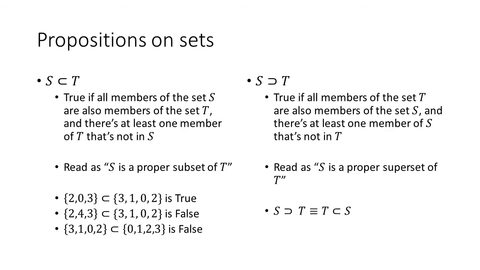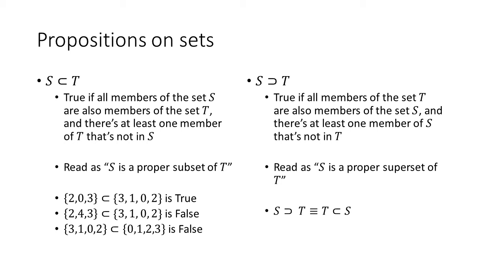Similar to subset and superset, here we have proper subset and proper superset. So if you think of subset as a less than or equal to relationship, proper subset is more of a less than relationship. So S is a proper subset of T if everything that belongs to S also belongs to T, but there is at least one thing from T that does not belong to S.